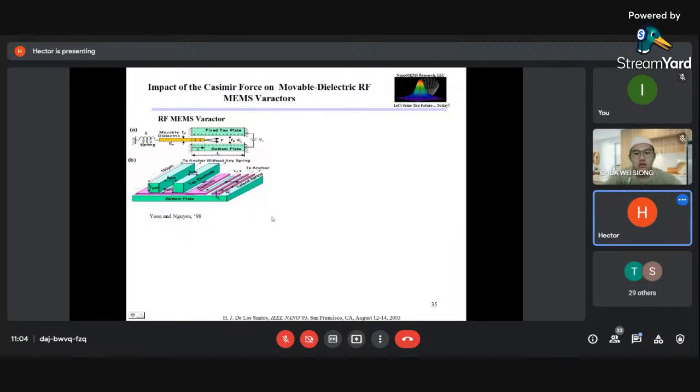Now, a negative consequence of the Casimir force is that it may limit the density or the number of devices per unit volume that one can achieve. That is the maximum density of MEMS devices that one can achieve, or it may adversely impact the operation of MEMS devices. In this example, I show a varactor which works as follows. You apply a voltage between the top plate and the bottom plate, and a dielectric that is partially in the gap between the plates will experience a force into the plate.